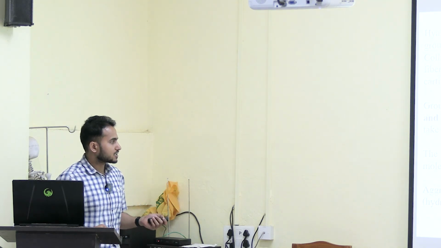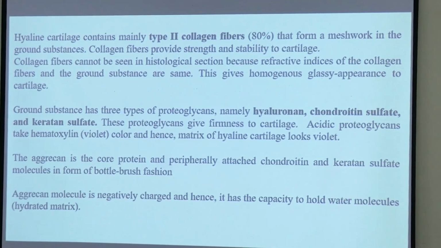Next, aggrecan molecules are negatively charged, hence they have the capacity to hold water molecules. That's why the matrix is hydrated. In the beginning, I mentioned that around 60% water is present in the matrix. So how will the water be present? Because of this aggrecan molecule, which is negatively charged, and it can hold the water molecules. Okay.